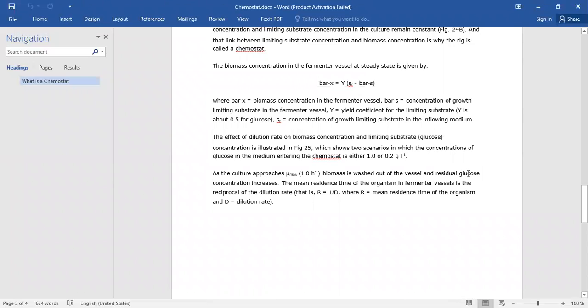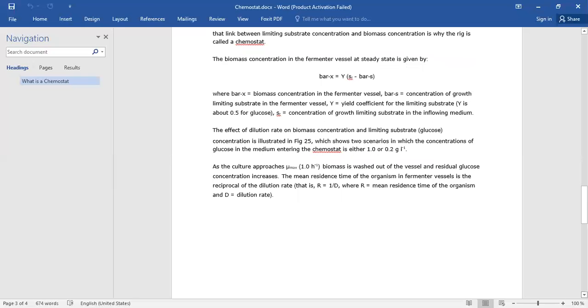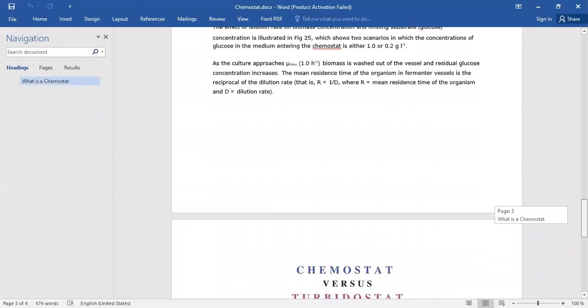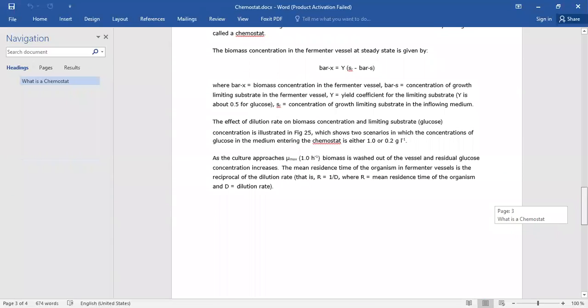This is the formula for analyzing the dilution factor, and according to the dilution factor we can manage the chemostat, meaning we can manage the condition of the culture media. So our lecture is over here.